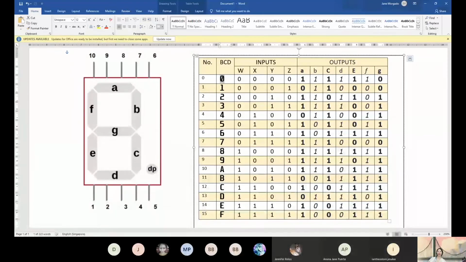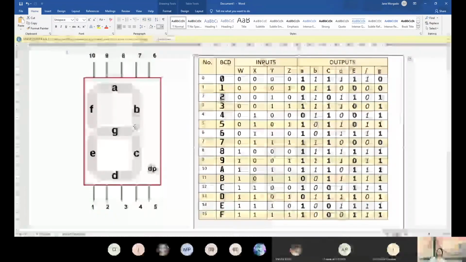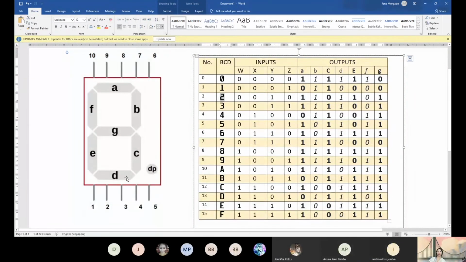Class? Again, to have an output display of 2, we are now on 2. Okay, so you need to eliminate A, B, G, E, D. Is that right? Class? No po, ma'am. Mali. So what should be the answer?